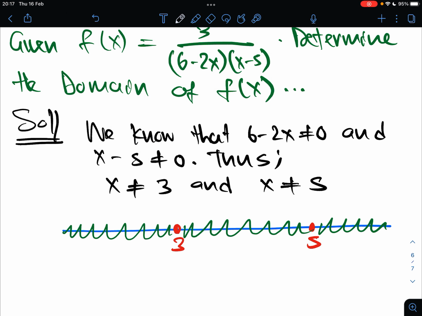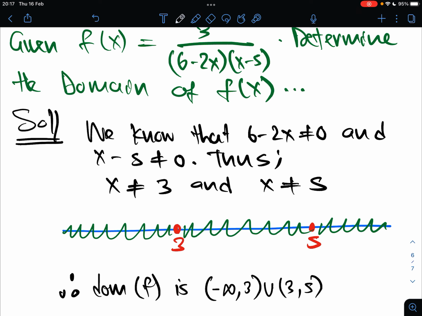Our solution in interval notation will look as follows. The domain of f is everything from negative infinity, we stop at 3, then we jump to the other side of 3, end at 5, then we jump to the other side of 5, then we go to infinity. So this gives us the domain that we are looking for. This is how you get to find the domain of functions like the hyperbolic functions, or functions that have denominators. You see that?